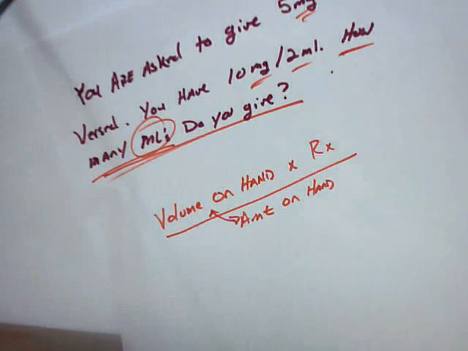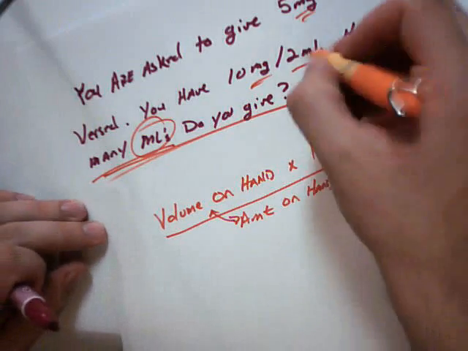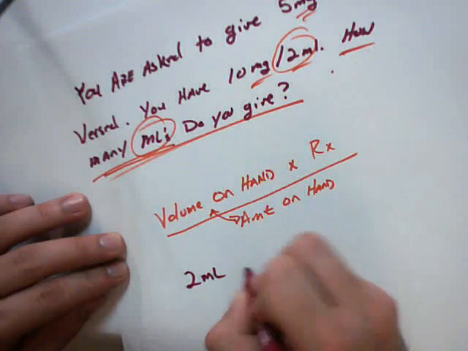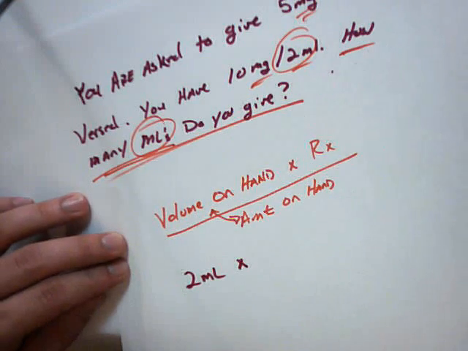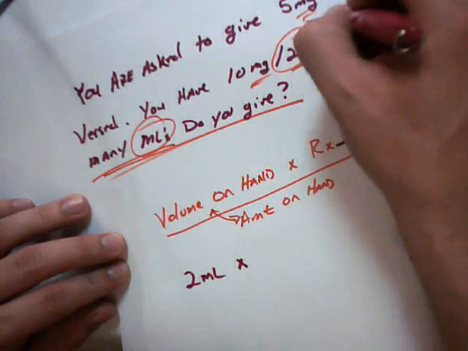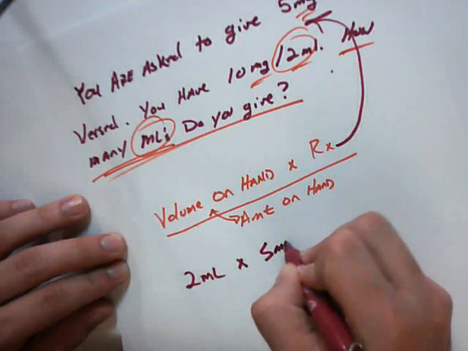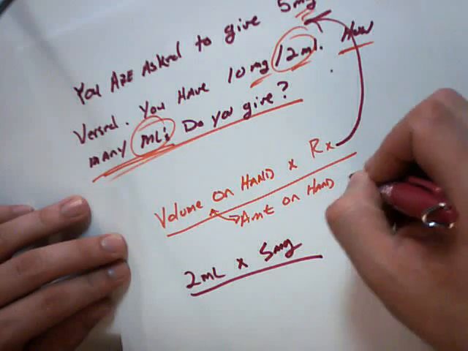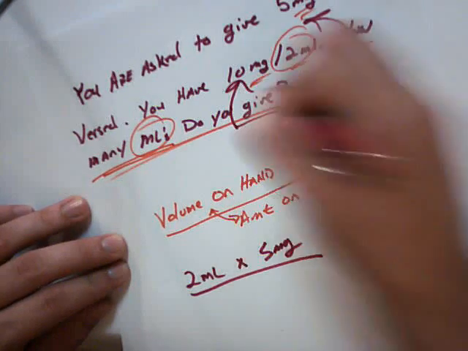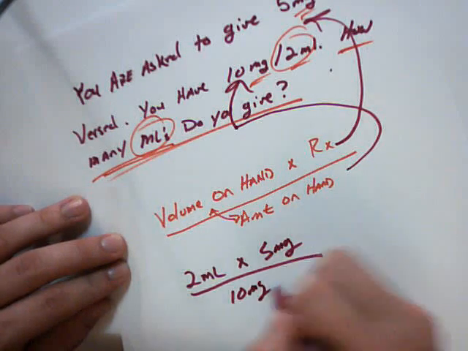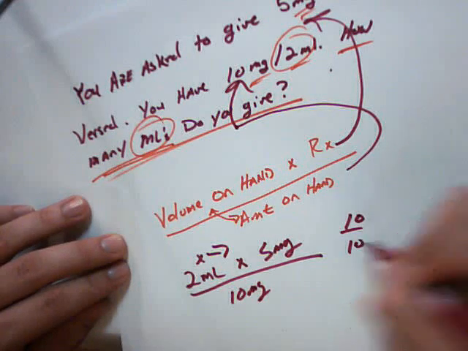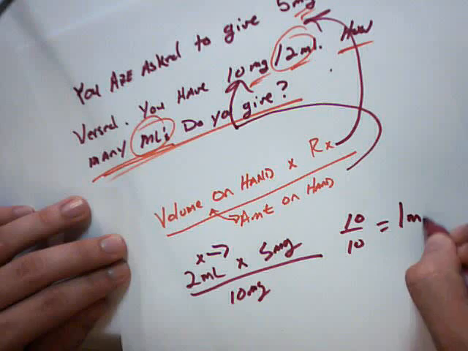Our volume on hand is going to be 2 milliliters, right? So we'll take 2 milliliters, multiply that by our prescription, which is 5 milligrams. And then what's our amount? Well, our amount on hand is right here. It tells us 10 milligrams. Multiply across. 2 times 5 is 10 over 10, which equals 1 milliliter.